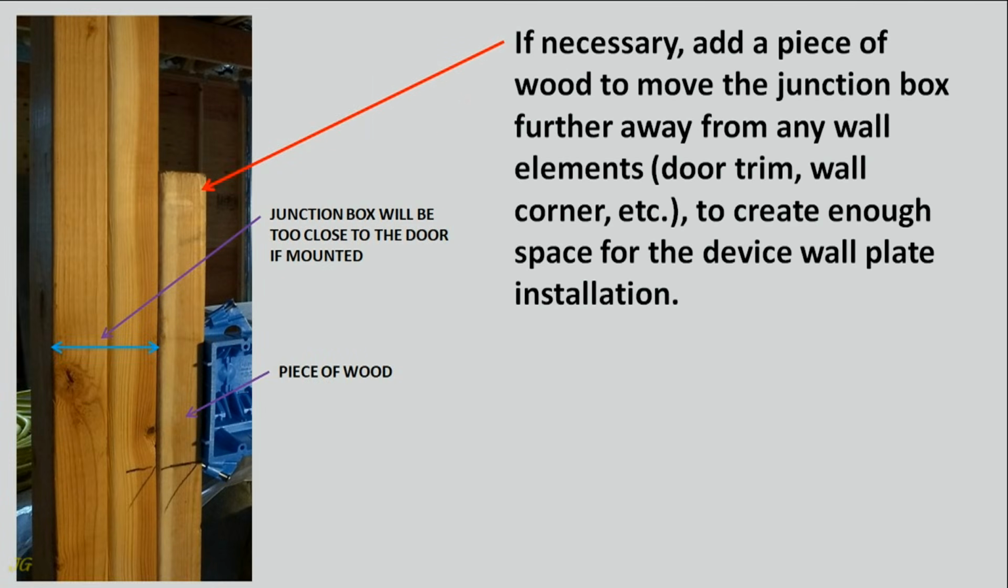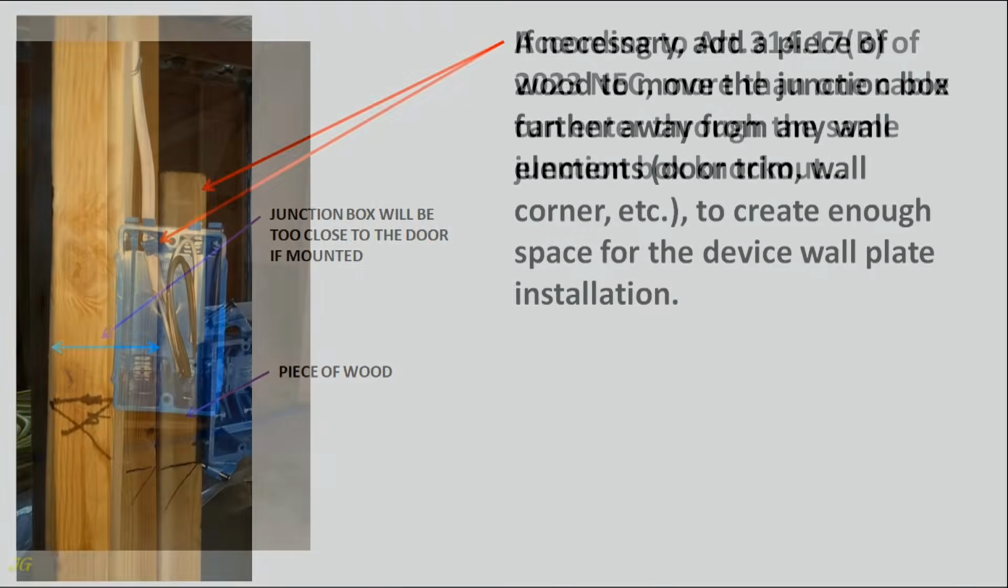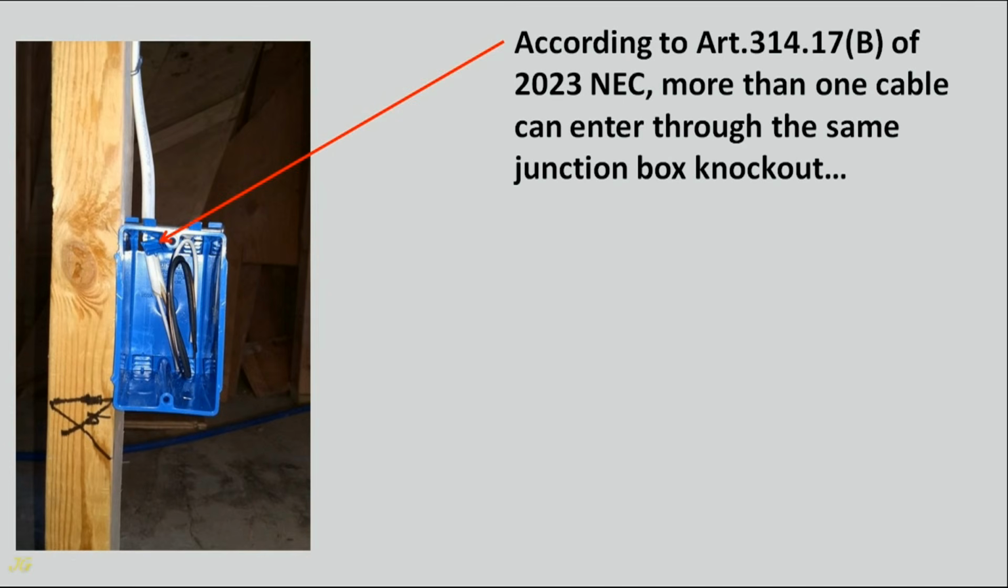If necessary, add a piece of wood to move the junction box further away from any wall elements, door trim, wall corner, etc., to create enough space for the device wall plate installation. According to Article 314.17(B) of the 2023 NEC, more than one cable can enter through the same junction box knockout.